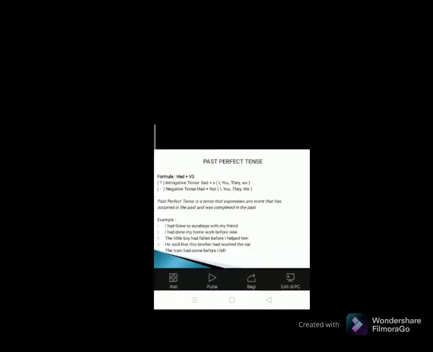And number 3 is the little boy had fallen before I helped him. The key is the little boy had fallen before, because it was in the past. And number 4 is he said that his brother had washed the car. And number 5 is the rain had come before I left.